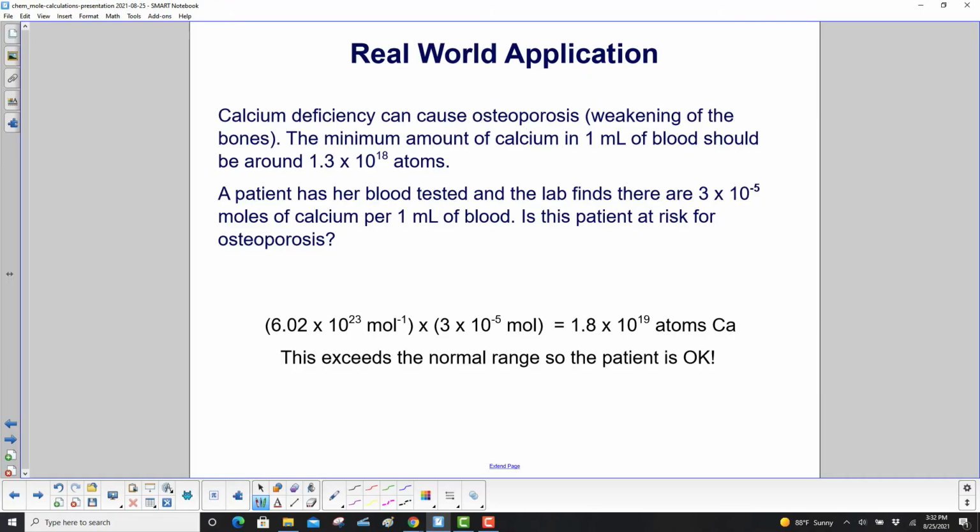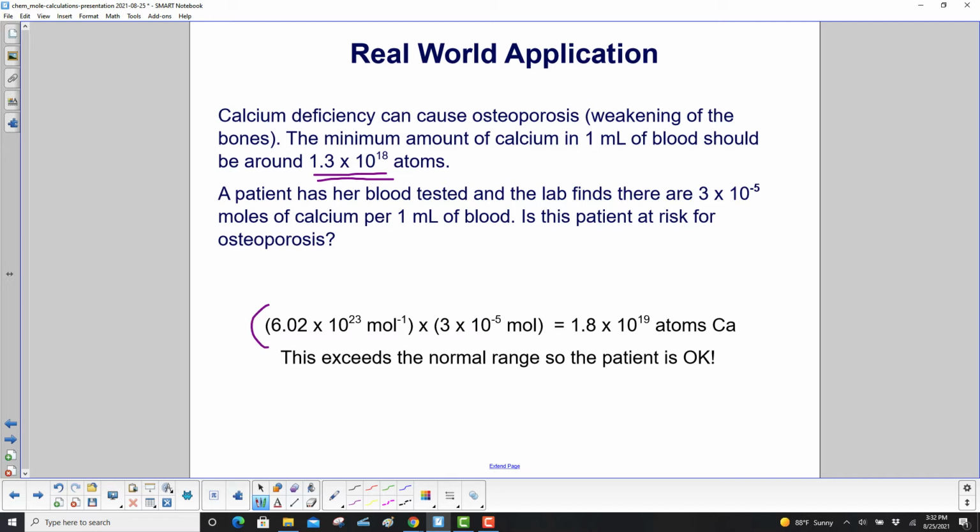Calcium deficiency can cause osteoporosis, which is a weakening of the bones. The minimum amount of calcium in 1 milliliter of blood should be around 1.3 times 10 to the 18th atoms. A patient has her blood tested, and the lab finds there are 3 times 10 to the minus 5th moles of calcium per 1 milliliter of blood. Is this patient at risk for osteoporosis?